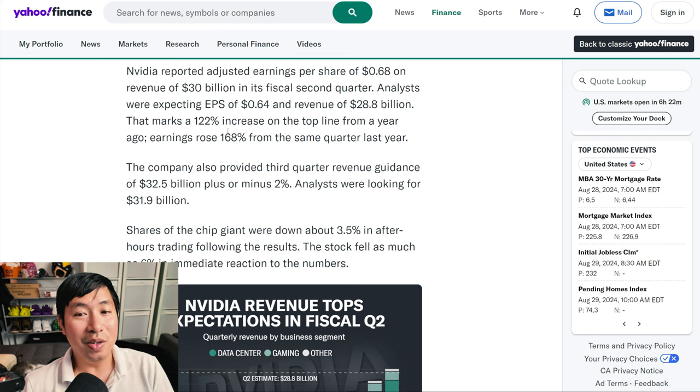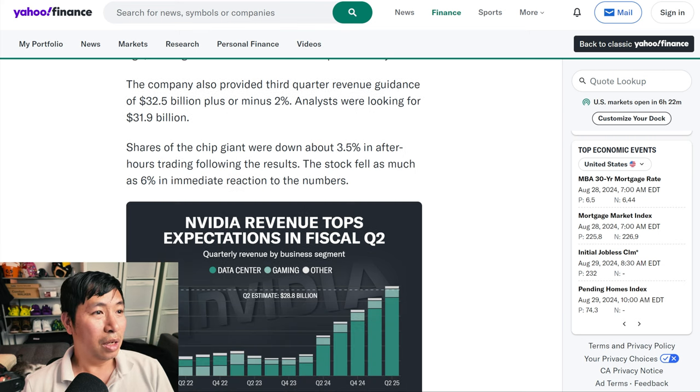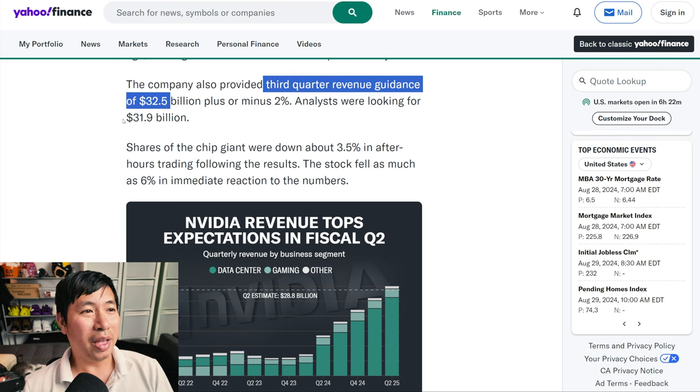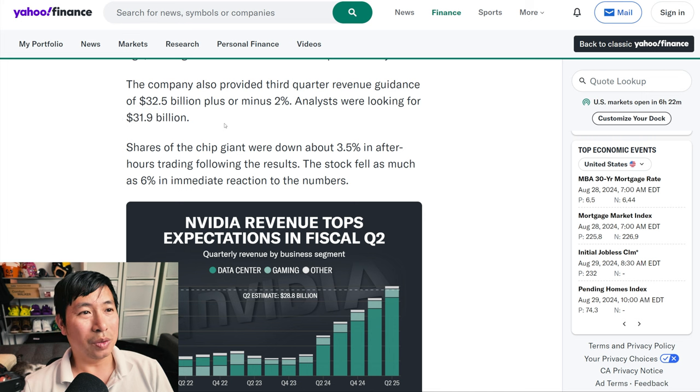Again, more good news coming out of this Nvidia earnings report. The company also provided third quarter revenue guidance of $32.5 billion plus or minus 2%. Analysts were looking for $31.9 billion. So even the third quarter revenue guidance was higher than what analysts were expecting. Everything I'm reading so far has looked positive.